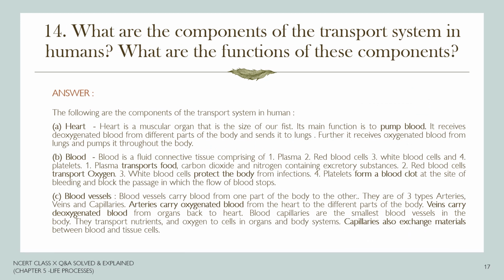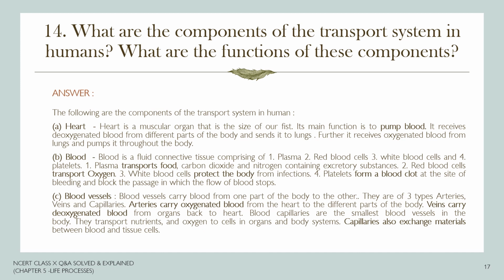What are the components of transport system in humans and what are their functions? So mainly there are 3 main things which comprise the transport system in human beings: the heart, the blood, and the blood vessels. Heart is a muscular organ, helps to pump the blood.